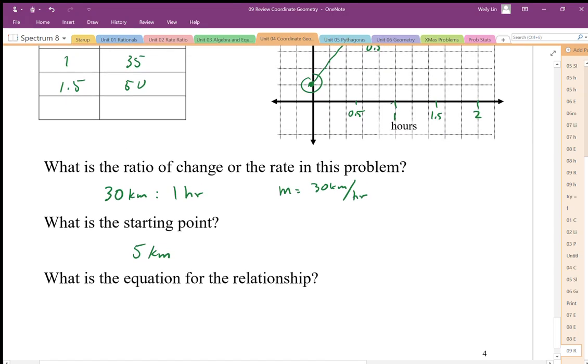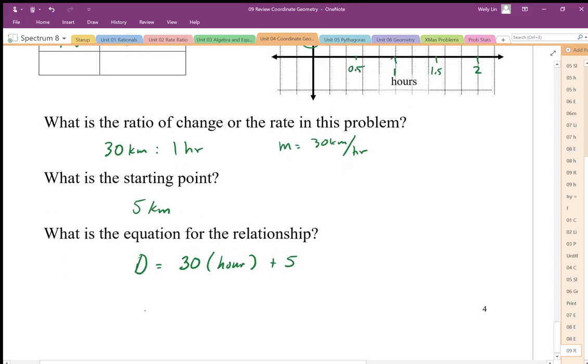And based on this starting point and rate, we can write the relationship as the distance is equal to 30 kilometers an hour times the number of hours, starting at 5 kilometers. Okay, or y is equal to 30x plus 5.